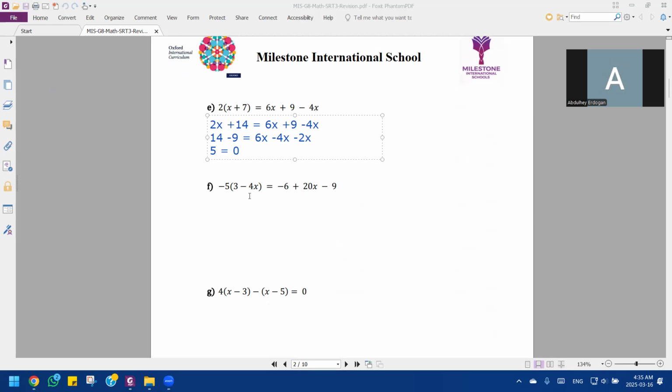Again, this is a special case. 5 equal to 0, is it correct? No. 5 is not equal to 0, so you just put this. It means it's not equal to.